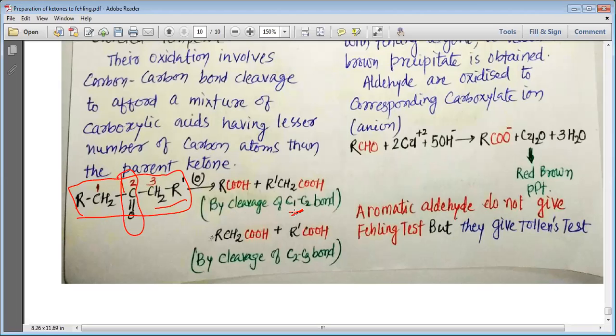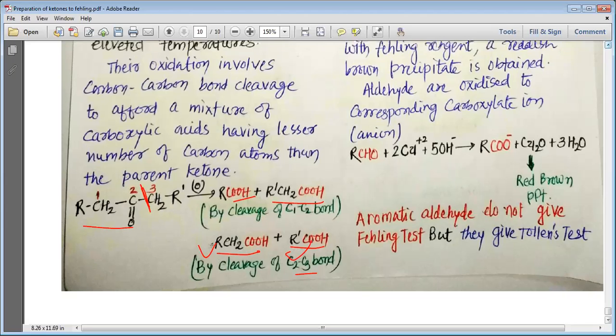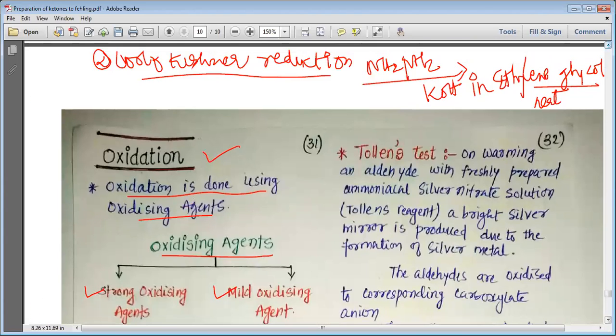First, by the cleavage of the C1 and C2 bond. So my dear students, if this bond is broken, then we get RCOOH from this and R'CH2COOH from this. But if the bond between C2 and C3 is broken, then we will get RCH2COOH and R'COOH. So this is how we get four products: RCOOH, R'CH2COOH, RCH2COOH and R'COOH. This is how the ketones undergo oxidation.